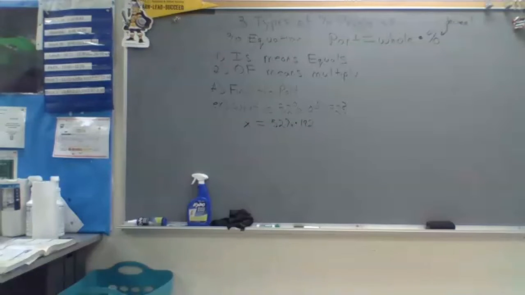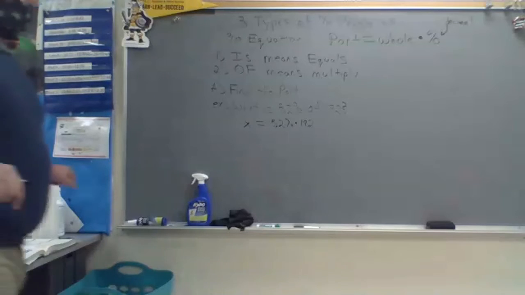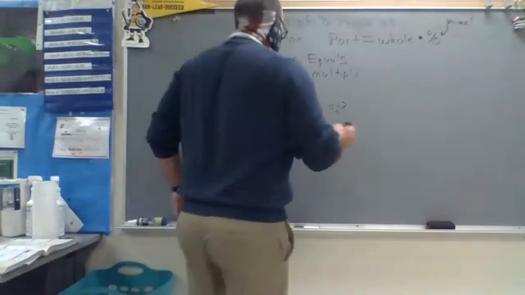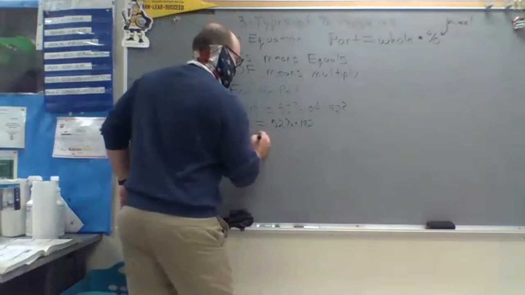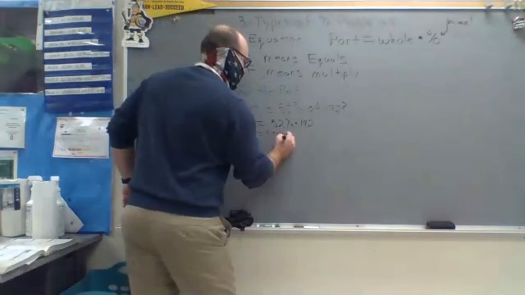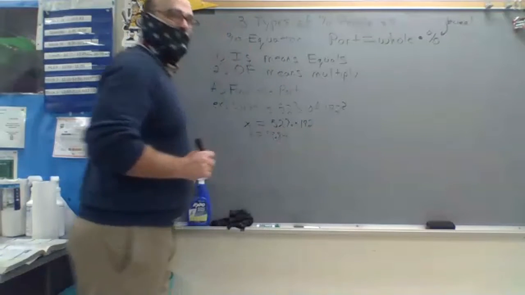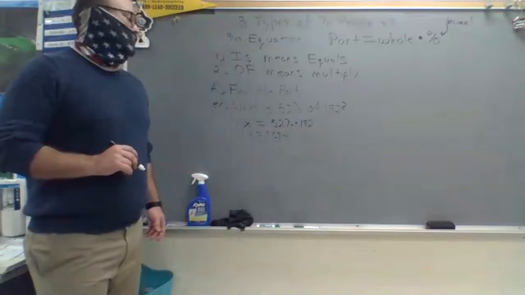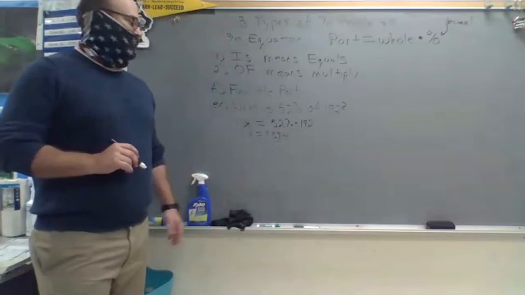So, and then times 192. What's 52% of 192? 99.84. So x equals 99.84. That's 52% of 192.